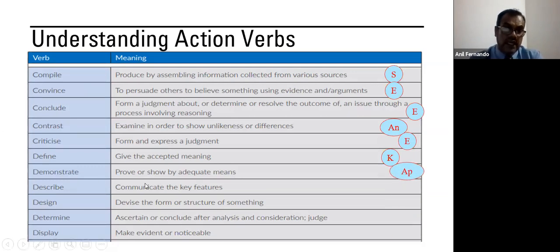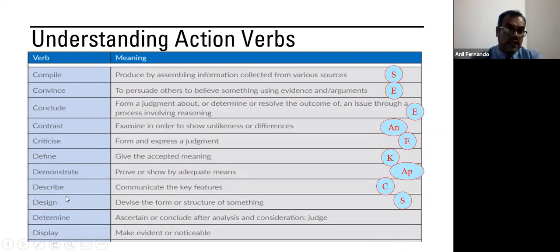Demonstrate, that is again application. You have to prove or show by adequate means. That means supports, evidence. Describe, communicate the key features. I would like to pay your attention on a few things: define, describe, and explain.